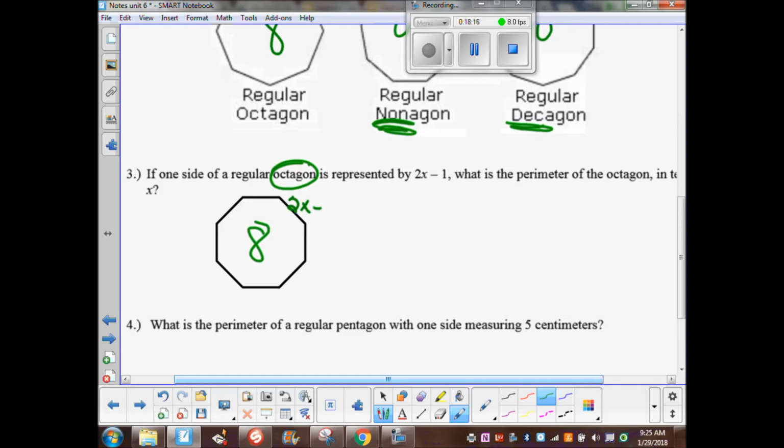And each side is 2x minus 1. But it says that it's a regular octagon, so all the sides are what then? One side is 2x minus 1 and it's regular. All of them are 2x minus 1. What is the perimeter? In terms of x. That just means x is going to be in your answer.